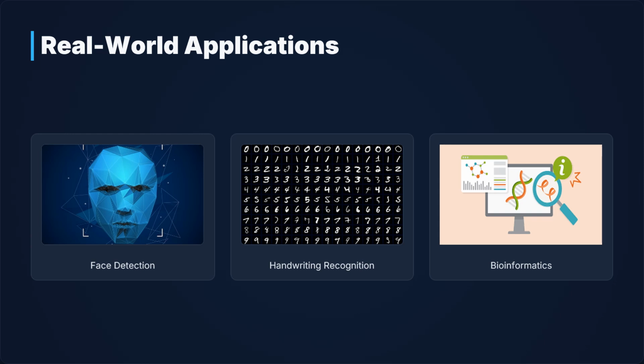SVM is not just theoretical, it powers many technologies that we use in our day-to-day life. First of all, it's used for face detection. It decides if a part of an image is a face or a background. Then for handwriting recognition, and then for bioinformatics, where it's used for classifying genes and proteins.